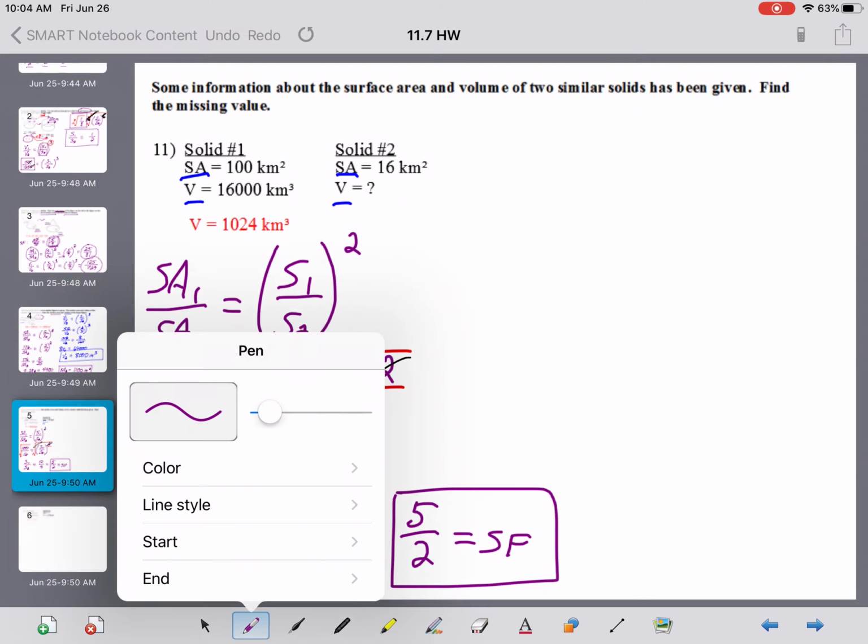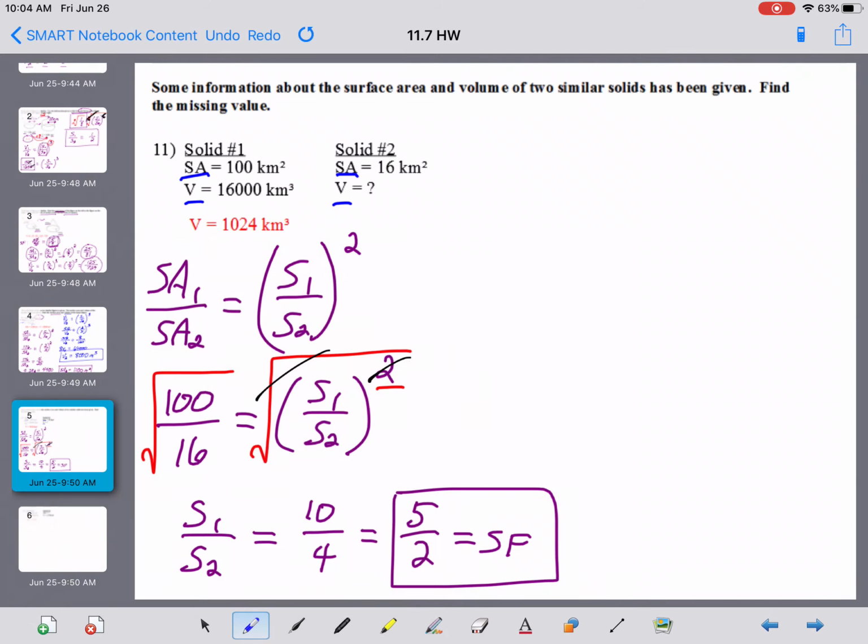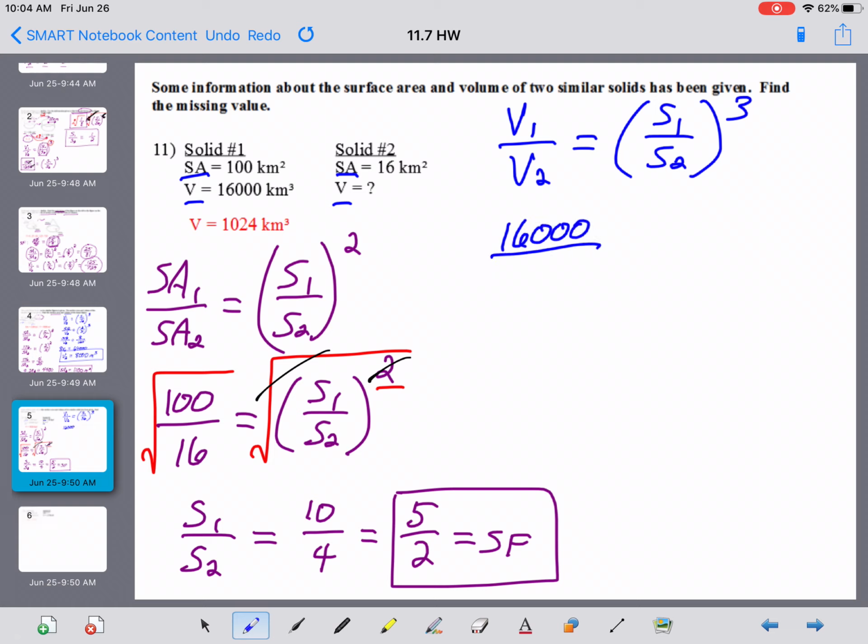But the scale factor can be used to find the volume of the second figure. So let's go back to this formula now. Volume 1 over volume 2 equals your scale factor, side 1 over side 2, quantity cubed. Okay, volume of the first figure, they tell us, is 16,000 cubic kilometers. We don't know the volume of the second figure.